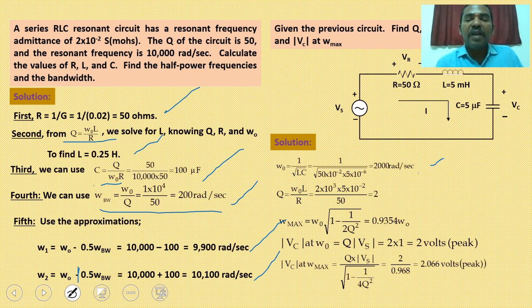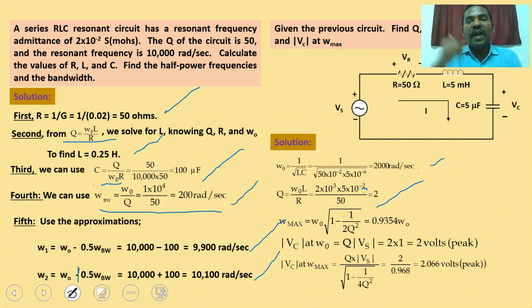So here I am using L omega naught by R. So omega naught 2000, L is 5 into 10 power minus 3. So resistance value they are given is 50. So finally you can get the Q value is 2. So now we are calculating the maximum frequency. So that is omega naught root of 1 minus 1 by 2 Q square. So this is the equation you are getting for an RLC series circuit.